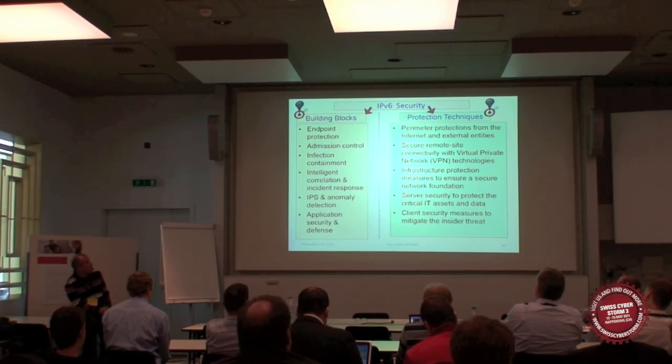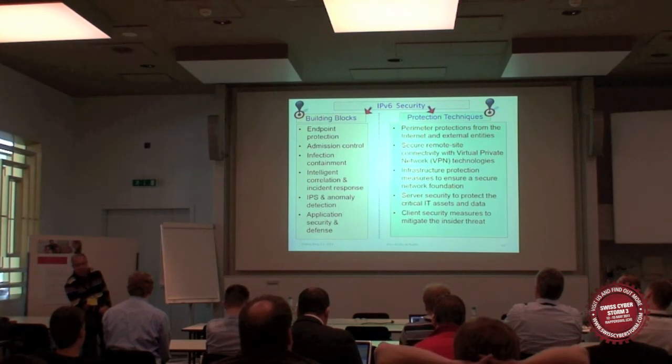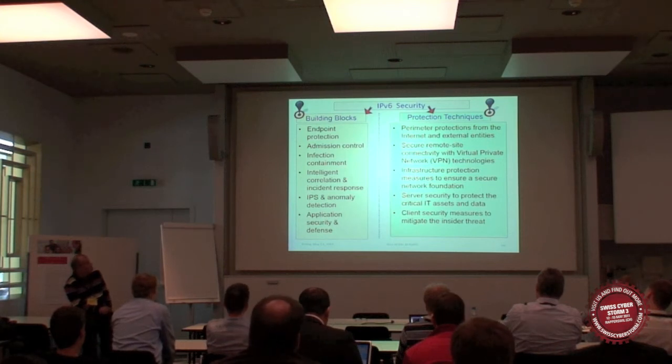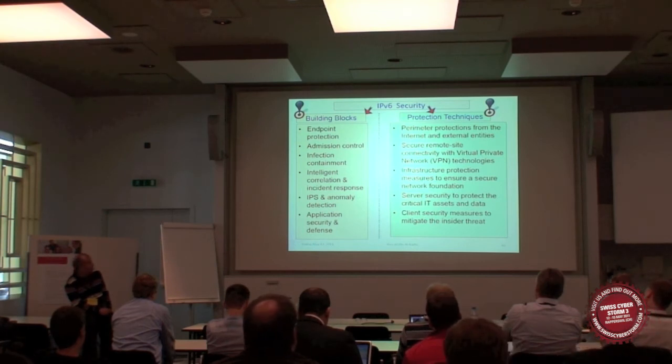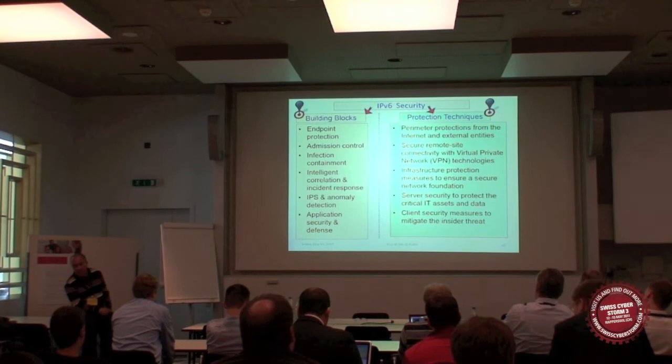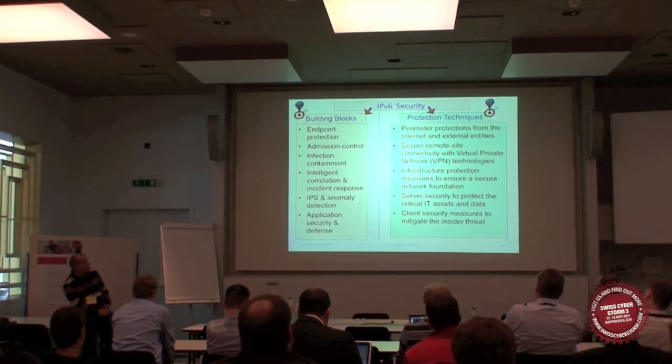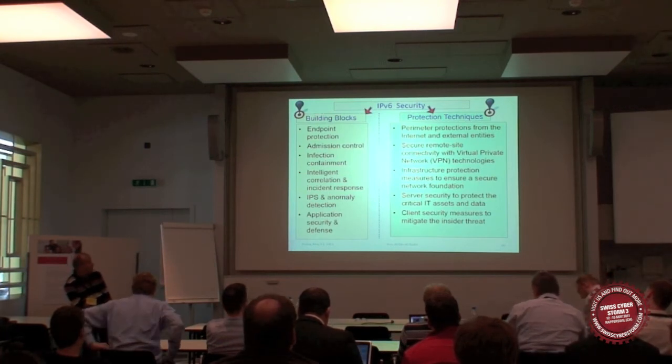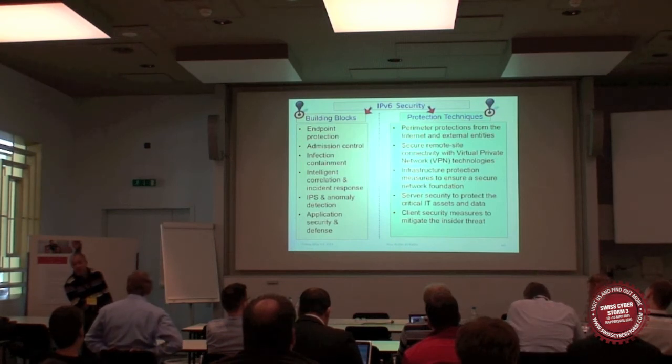First, the building blocks and the protection. For the building blocks, you have to take care of endpoint protection. This is done using IPv6, as we said, to authenticate and encrypt the traffic. You have to set your admission control. You have to contain the infection. Also, you have to deal with incident response, the intrusion prevention system and the IDS in place, and you have to deal with the application layer defenses, because as we said, IPv6 will not protect the application layer.